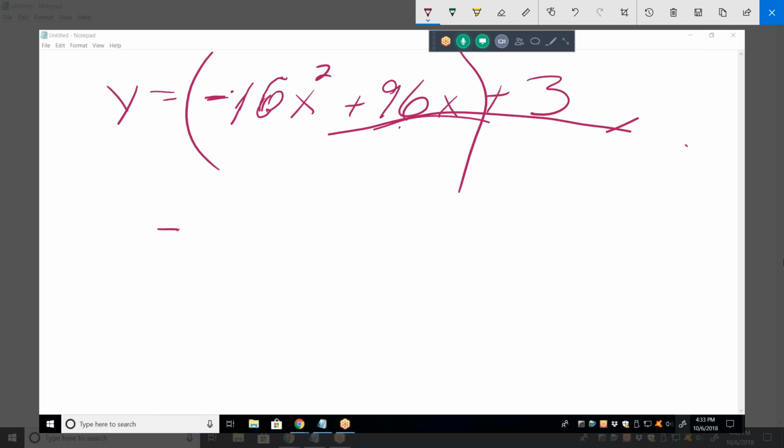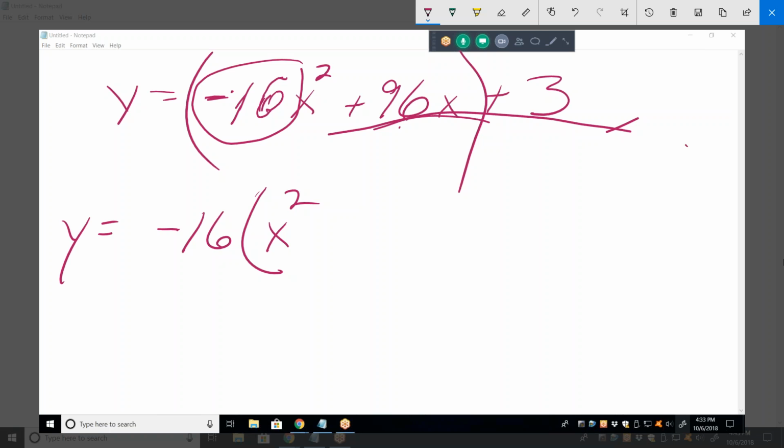Yeah, factor out the -16. What's that leave behind? X squared there. What's the rest of it? 96 divided by -16, right? Well, we've already divided that by -16. Now we got to divide that by -16, which gives us 6. So it's -6x. Leave space to complete the square, plus 3.